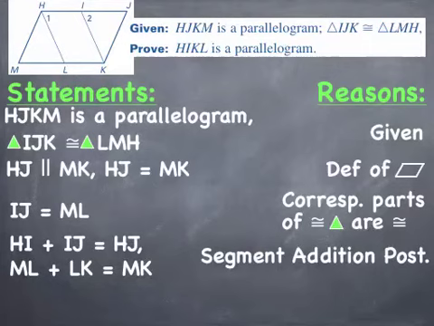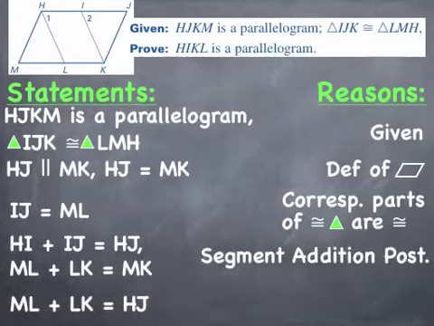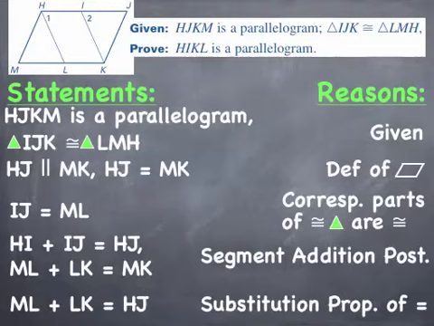Because I know that HJ and MK are equal, I can go ahead and substitute in HJ for MK by the substitution property of equality. So I can say that ML plus LK equals HJ. I'm going to go to the next slide to finish this proof.